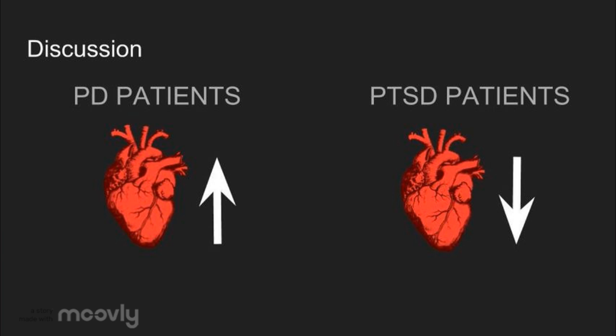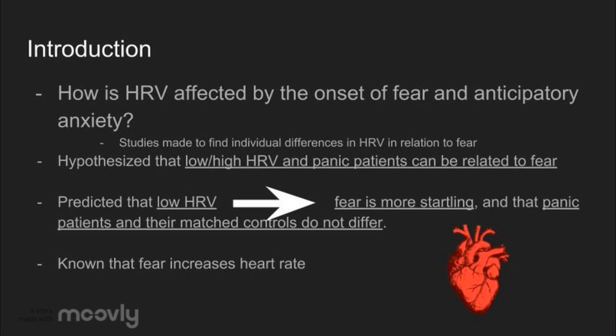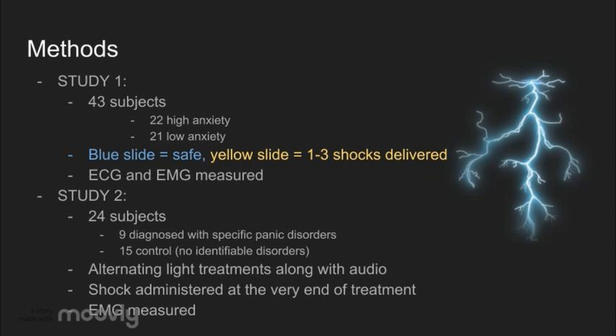Next, we will take a look at heart rate variability and fear. This study examined how fear, anticipatory anxiety, affected HRV amongst a sample of individuals with low anxiety, low resting heart rate, and high resting heart rate. It was predicted that a low HRV will lead to a higher startle potentiation, and that panic patients, along with a control group, would not have differing startle potentiation. The study is relevant because everyone experiences fear, and it is important to understand the factors around it.